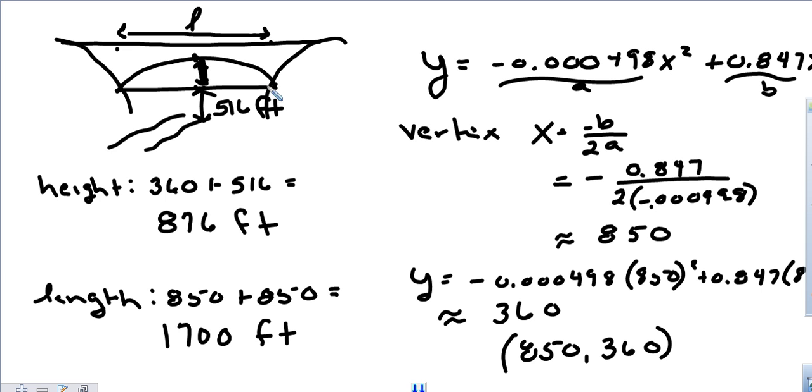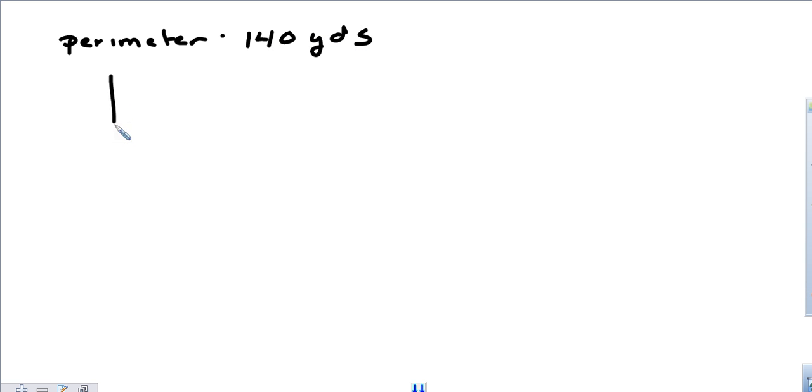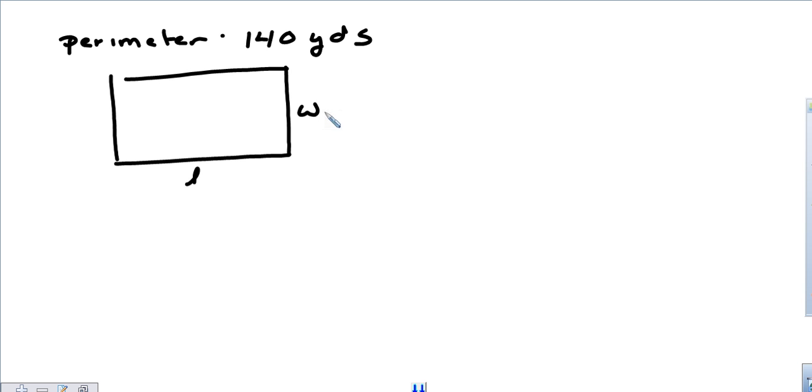Let's try another one that's kind of typical of the kind of problems that you will see with quadratics. This particular one has to do with figuring rectangles. So let's clear this off here and start a new problem. I have a rectangle, and this rectangle has a perimeter of 140 yards. Now, I don't know how long each side is yet, but I know that my entire rectangle, which is length in one direction and width in the other direction, has a perimeter of 140 yards.